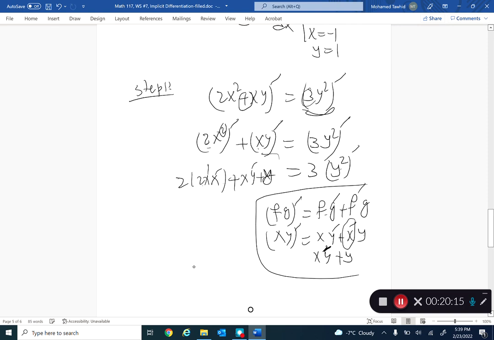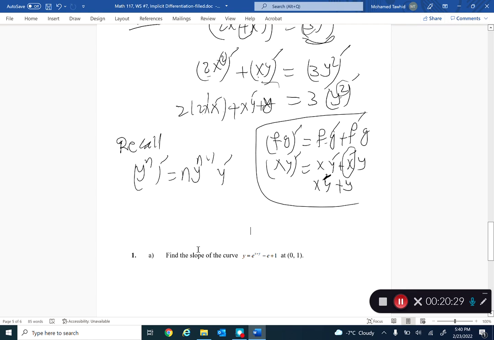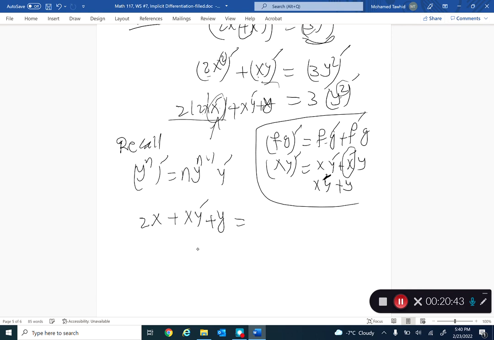So now I need to get the derivative of the y squared. What is the rule? Just recall, the derivative of y to the power n is n y to the n minus 1 times y prime. So that is y squared here. What is your n? Your n here is 2. Let me simplify. 2x, what is x prime? x prime is 1. So you have 2x plus x y prime plus y equal to 3.